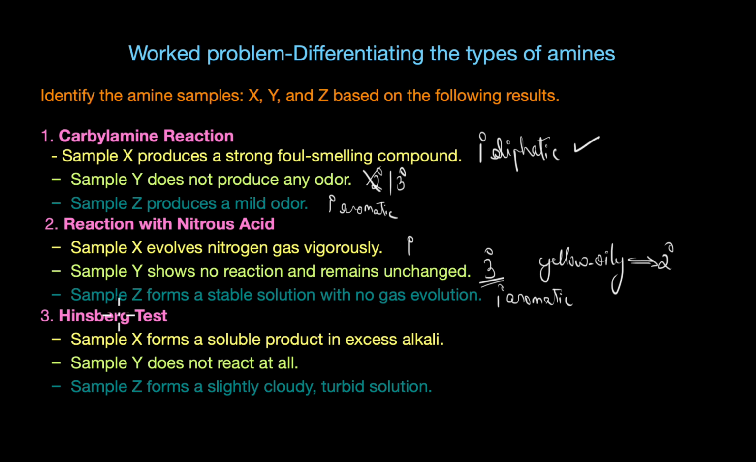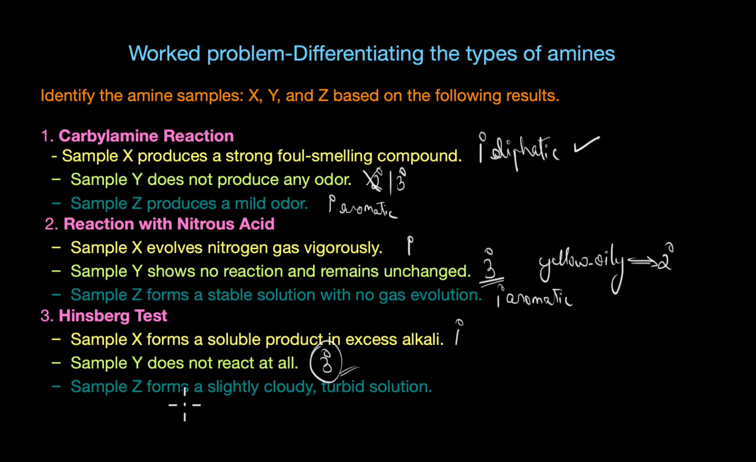Now the last test is Hinsberg test. It says X forms a soluble product in excess alkali. So yes, once again confirming our primary amine, primary aliphatic amine. Y does not react at all. So this again confirms our tertiary amine. If Y was a secondary amine, then it would form an insoluble product in excess alkali, correct? Since it does not react at all, that means it is pointing towards a tertiary amine.